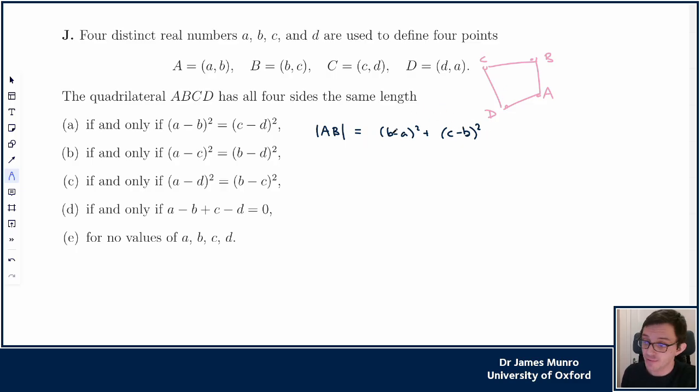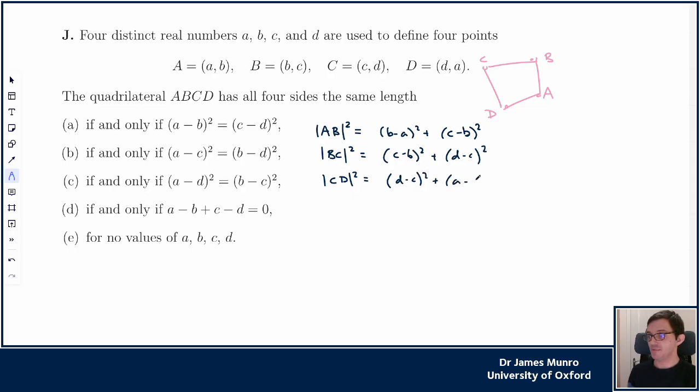I can't be bothered to write the square root sign, so I'm going to put a squared on the left hand side here. Distances are positive, so this is going to be fine. Let's do something similar for BC squared. That's going to be C minus B squared plus D minus C squared, and something similar for CD squared. That's going to be D minus C squared plus A minus D squared, and then finally for DA, that's going to be D minus A squared plus A minus B squared.